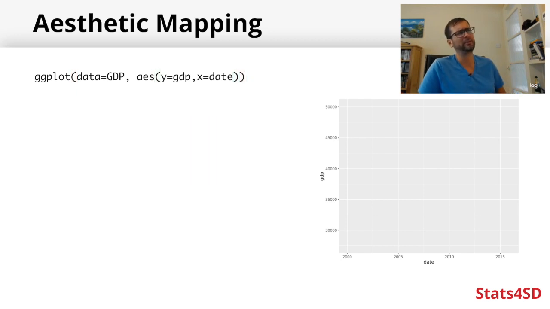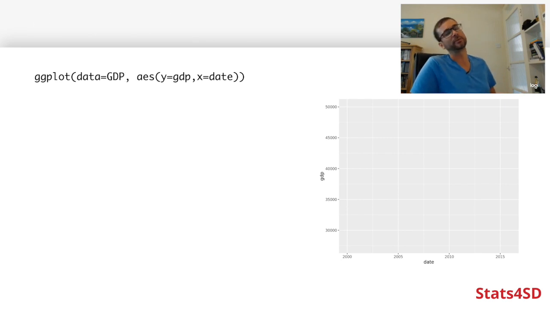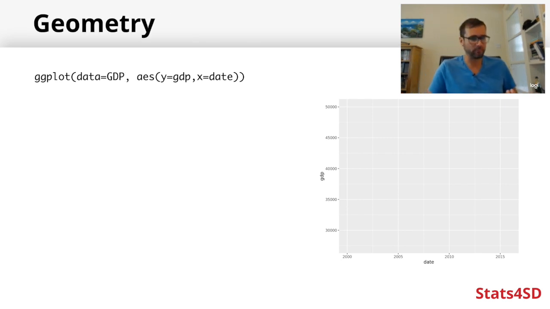Again, by itself, the output of running this line is perfectly valid, but it's not very useful. We just have a set of blank axes. But we have effectively the blank canvas on which we will later be putting our particular plot. So you can kind of see already this has done something a little bit useful that we can then build on. And the way that we build on it is with the geometry.